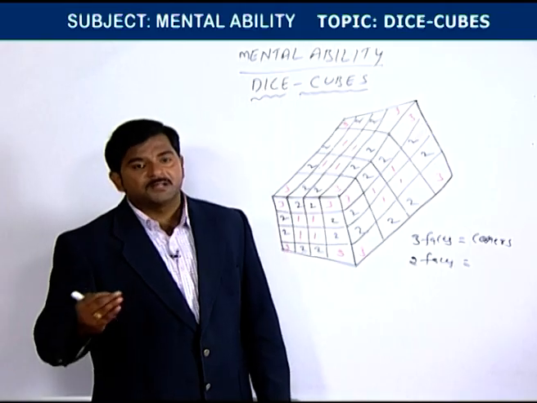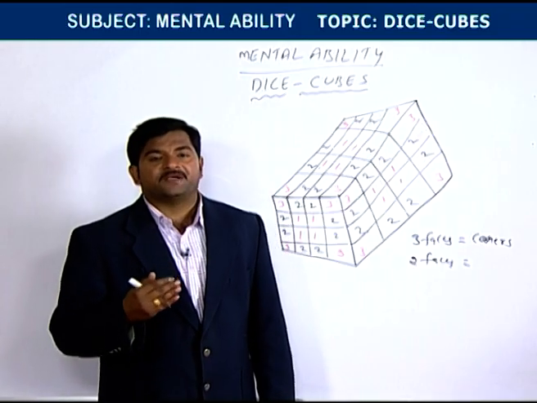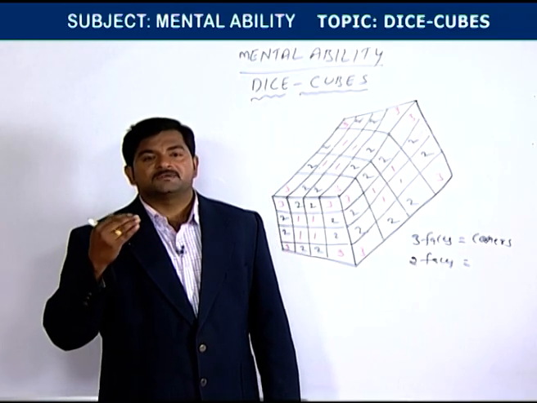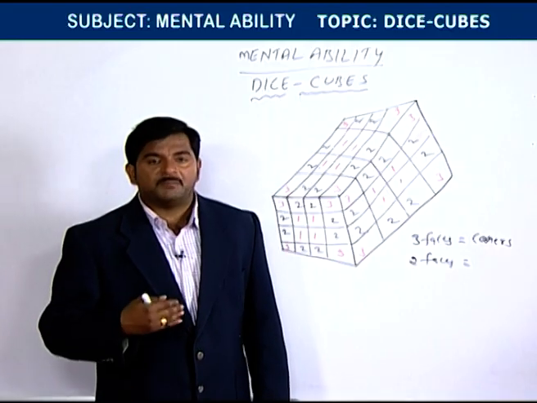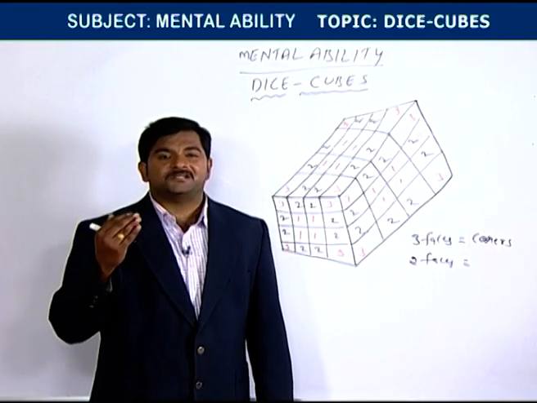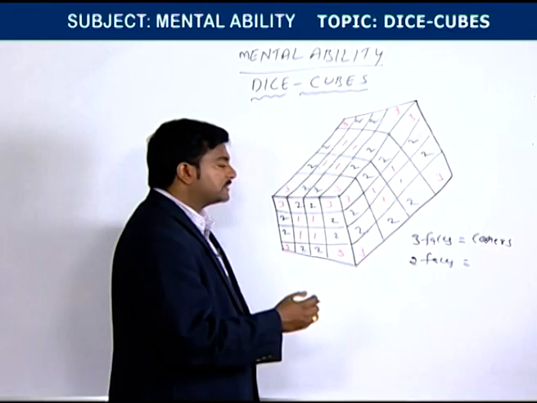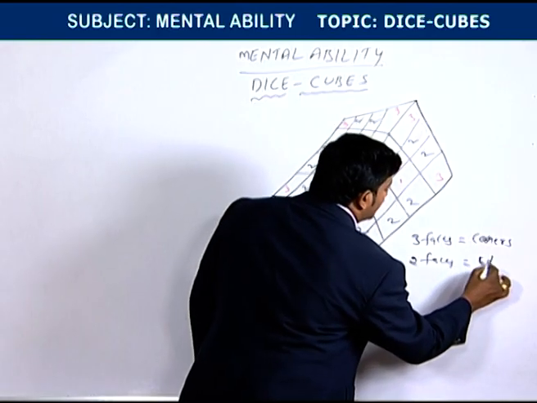I repeat this sentence once again. The small cubes with 2 surfaces painted will be present on the edges of the big cube. Okay, that is about that. So this is about edges.